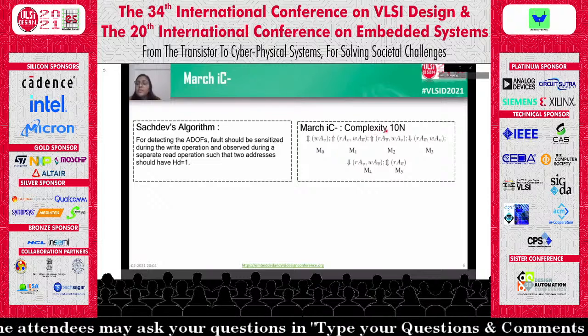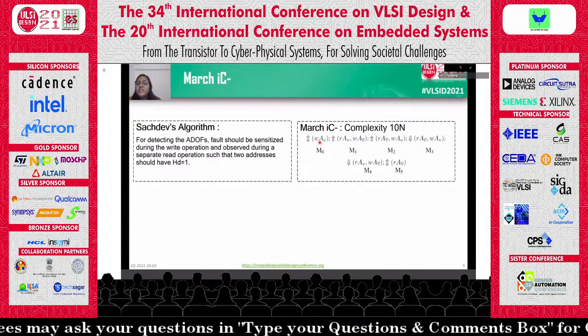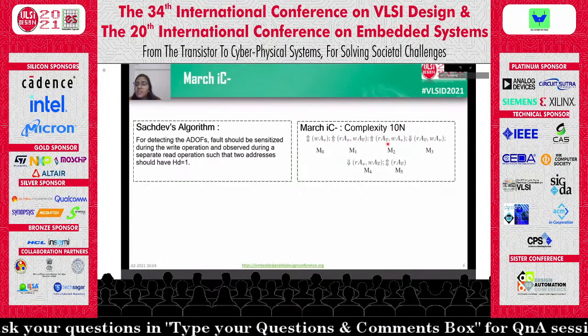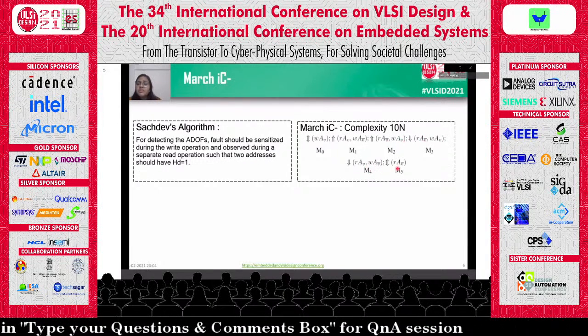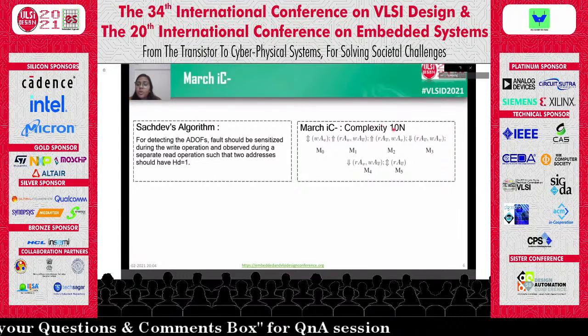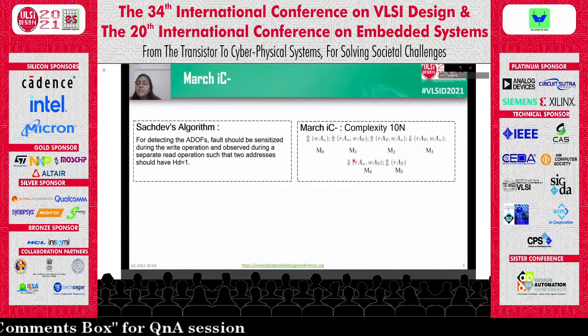It has a complexity of 10n. We can see: write AV, read AV, write AV bar, read AV bar, write AV, read AV bar, write AV, read AV, write AV bar, read AV bar. If we collectively combine all these, it has a complexity of 10n and has March elements from M0 to M5.